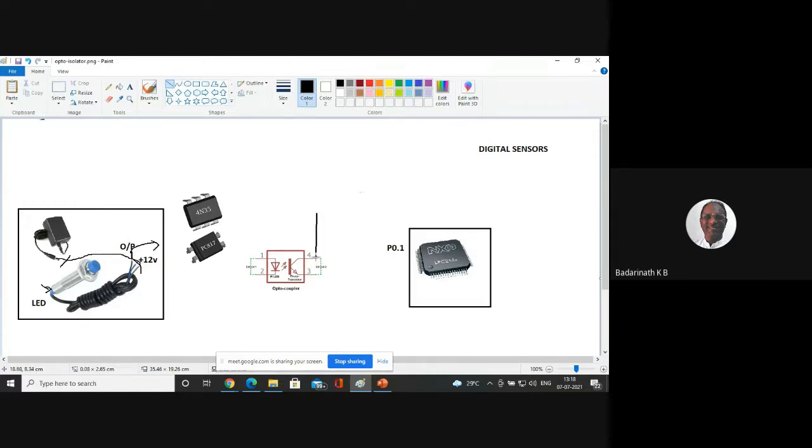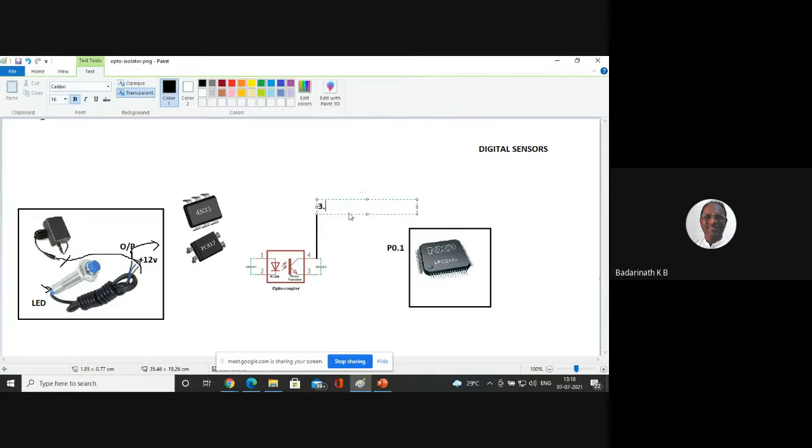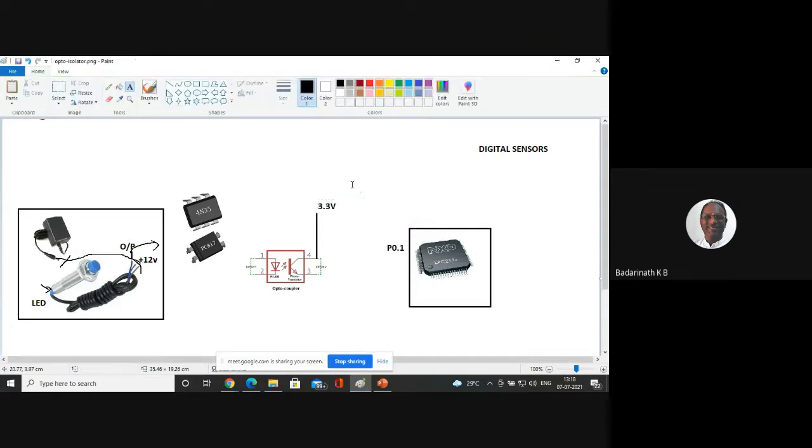I'll place this phototransistor and connect this to here. I'll make a connection. Now, how much is the voltage? I will take 3.3 volts or 5 volts because it's tolerant, whichever is available on the board. An adapter is not required because you already have the LPC2148 board. From there only you can take the power supply. You can connect 3.3 volts to here.